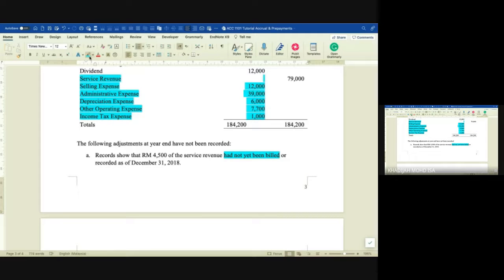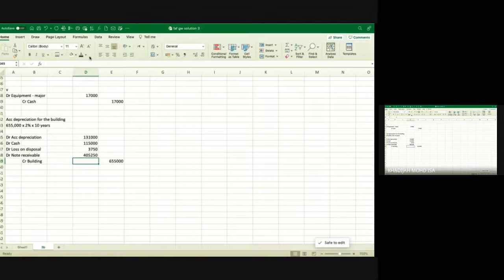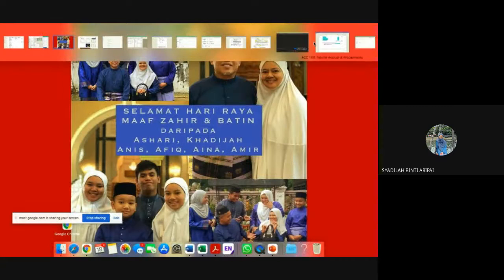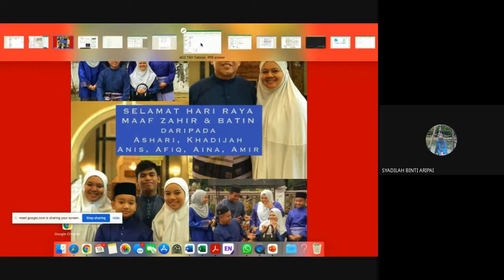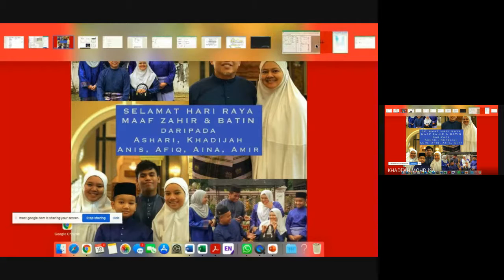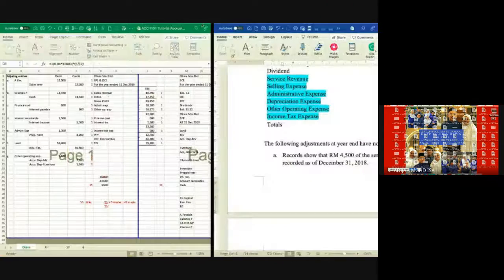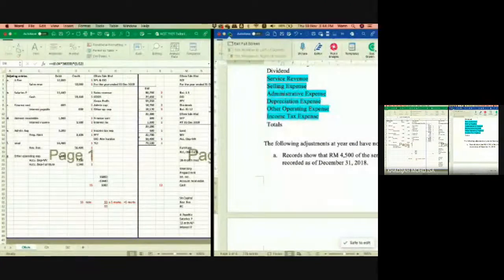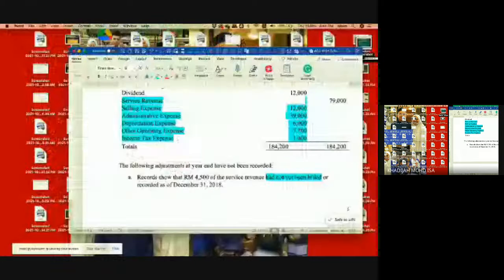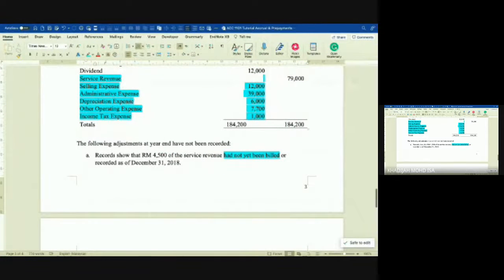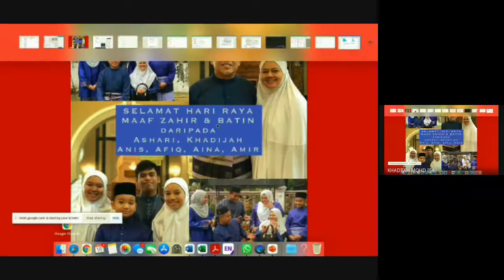So what would be the journal entries for A? Debit service revenue, credit account receivable. Hold on. Okay, hold on. You debit your account receivable, credit your service revenue. How much? 4,500.